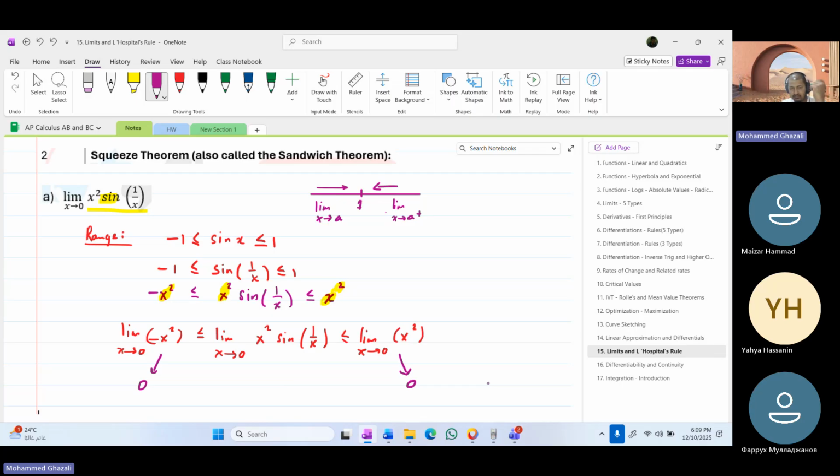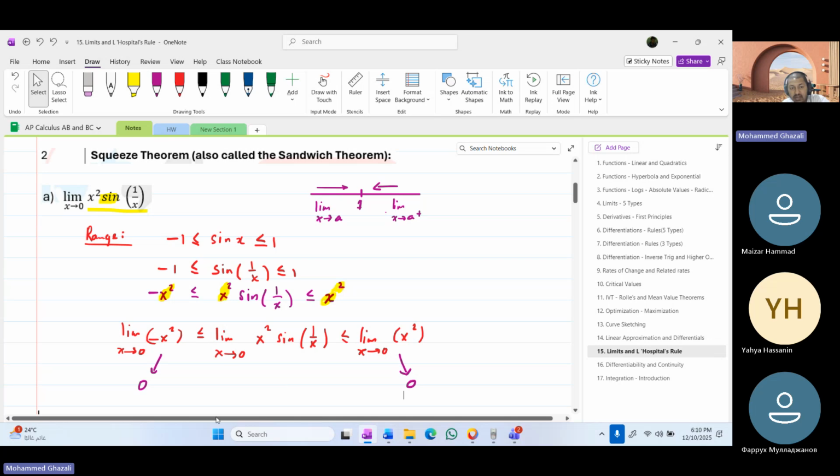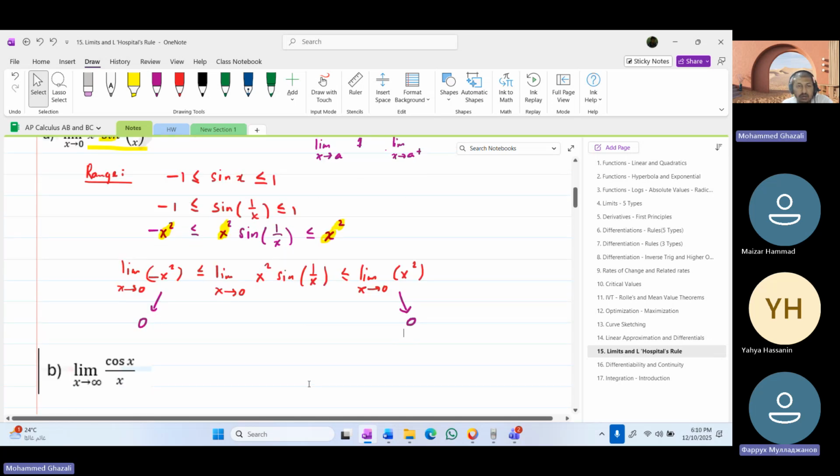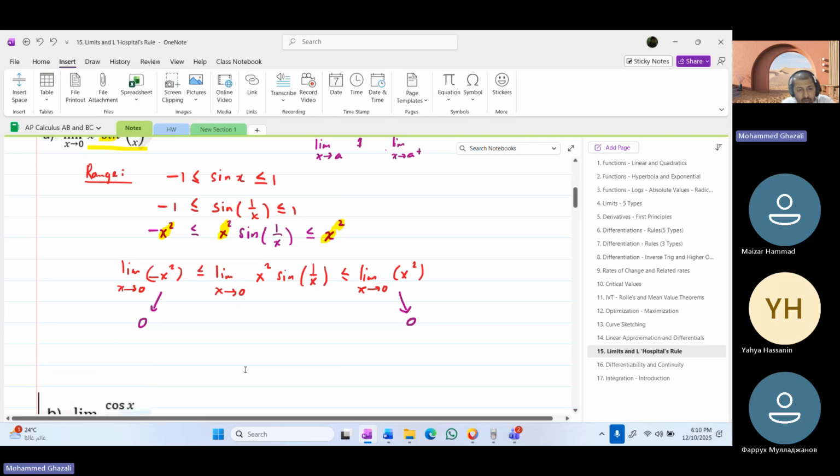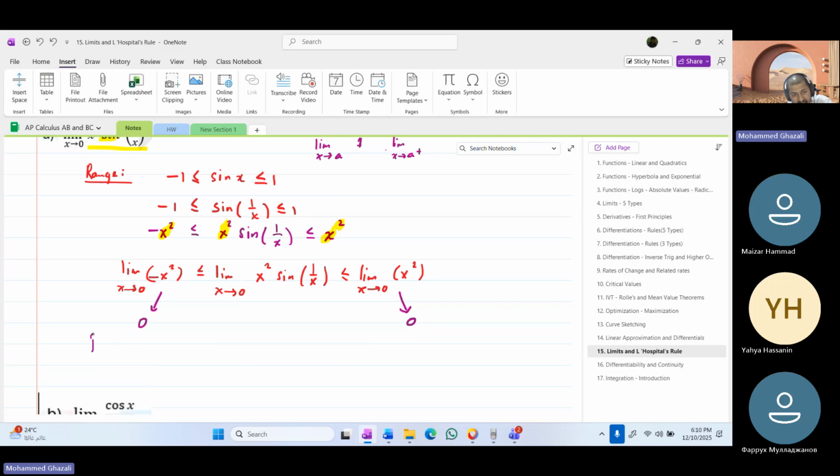So what's the middle answer? The middle answer is also 0. Do you get it? It has to be 0. Right, excellent. So that's what the squeeze theorem, or sandwich theorem, is about. By the squeeze theorem, the limit as x approaches 0 on the left is 0, and on the right it is also 0.